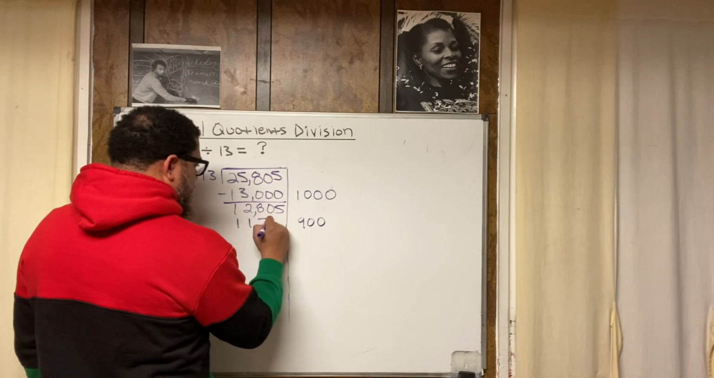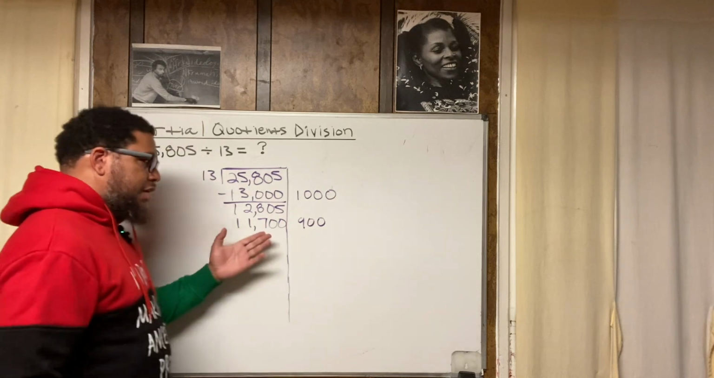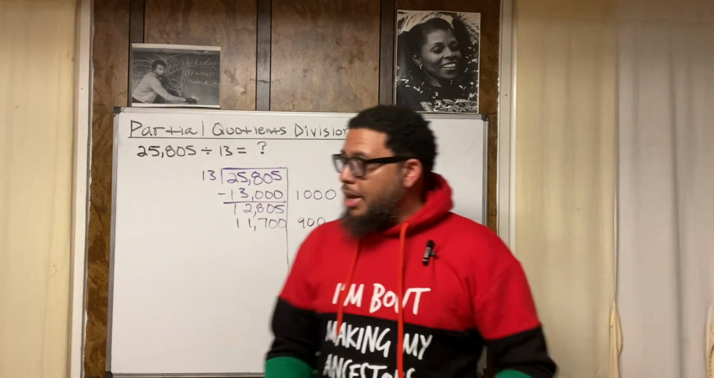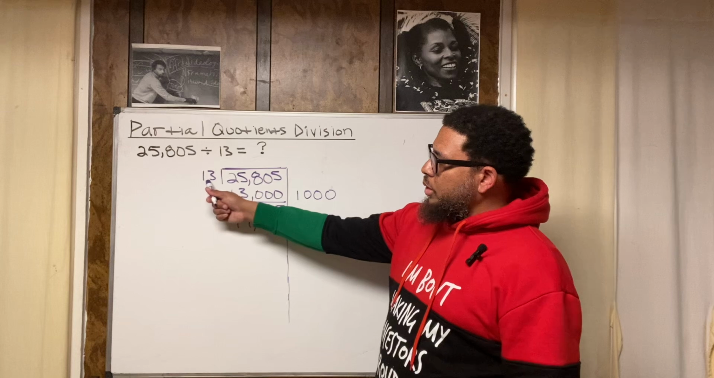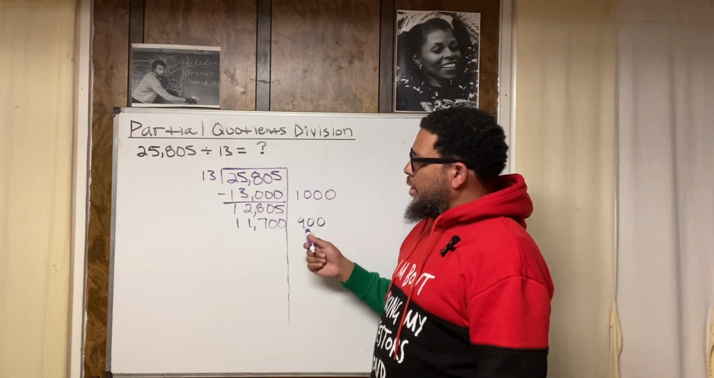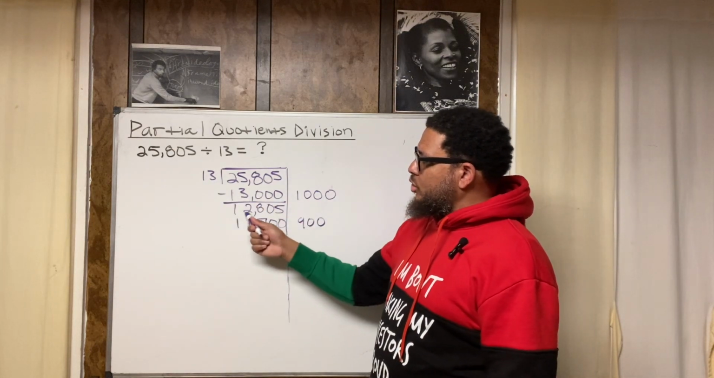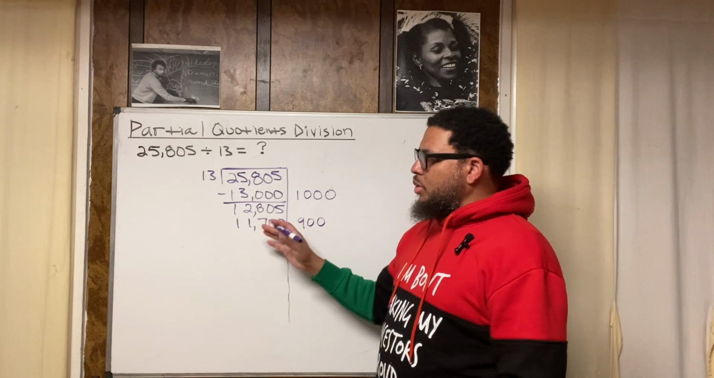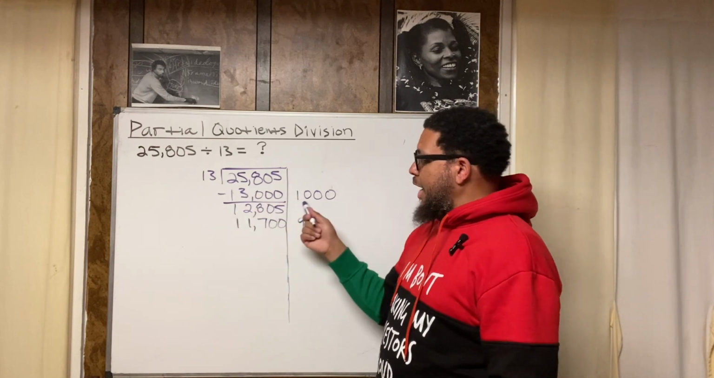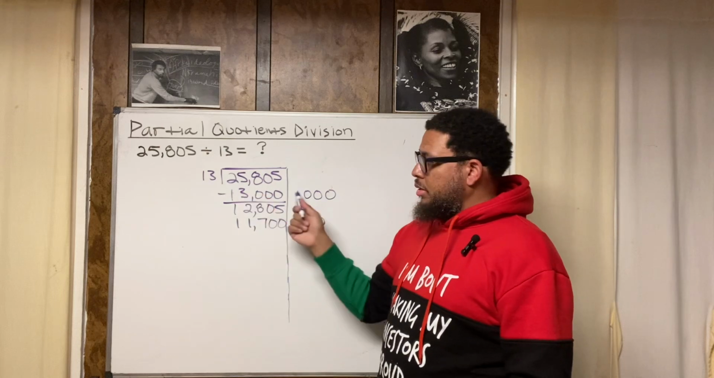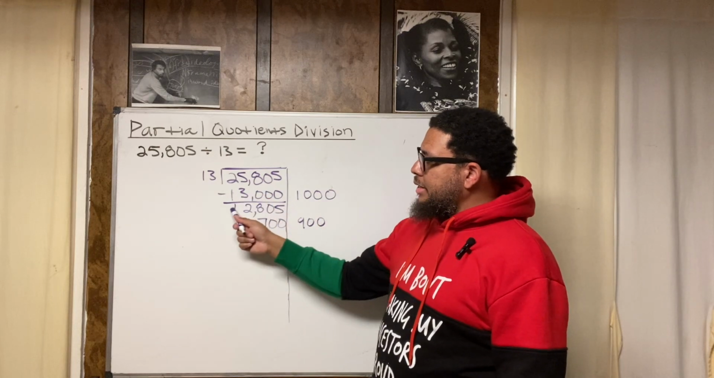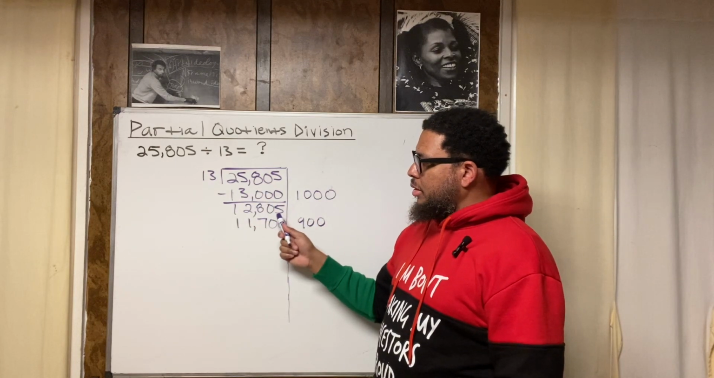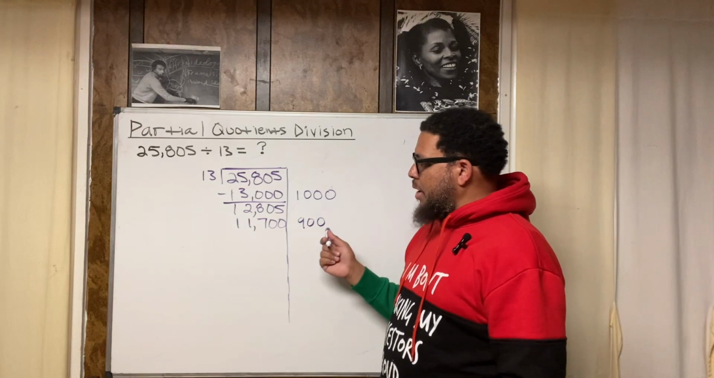Now again, where did 11,700 come from? It came from me saying, well, I know 13 times 900 is going to be around, and less than, 12,805, because I know that 13 times 1,000 is 13,000. And I need a number that's less than 12,805. So what if I multiply by 900?